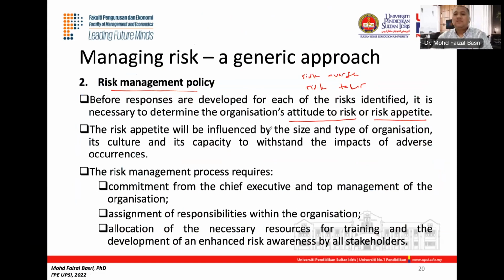And this risk appetite will be influenced by the type and size of the company, and also obviously the culture. So the risk management process requires commitment. Again, this one we discussed in the previous video. All the top management must commit to all the relevant risk management processes, assignment of responsibilities, who is in charge, and allocation of the necessary resources, including something as simple as a template of a project charter.